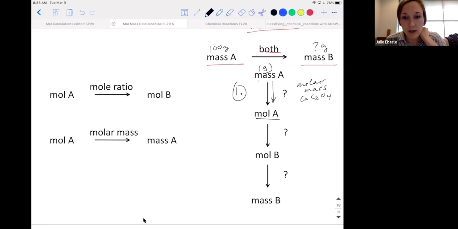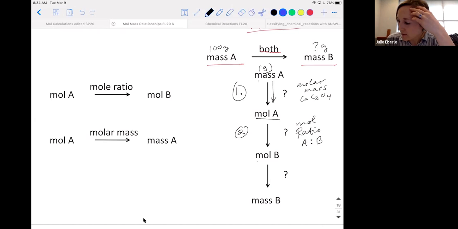Once you have moles of calcium oxalate, step 2, always step 2, is the mole ratio. So we're going to use a mole ratio between what? Calcium oxalate and sodium oxalate. Those are the two things we're using in this problem. So between substances A and B. You don't have to label them A and B if that confuses you. You can just use the substances' names.